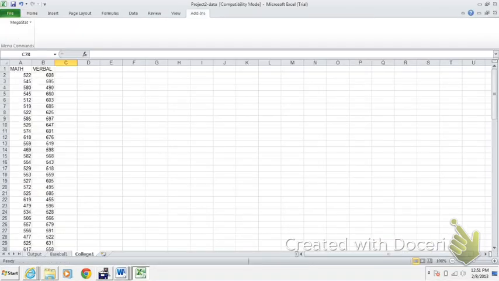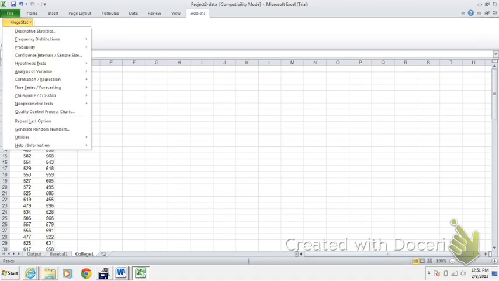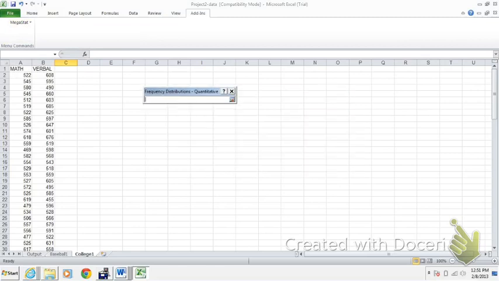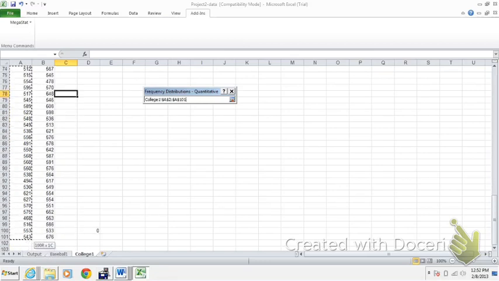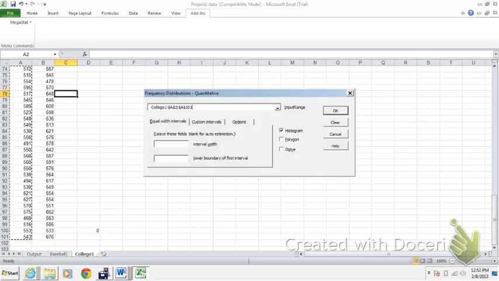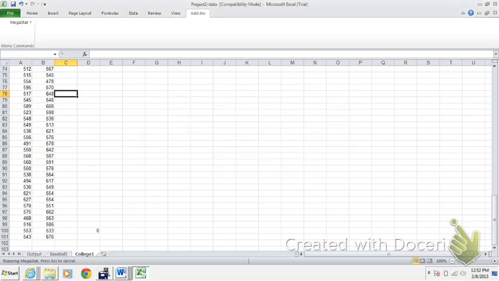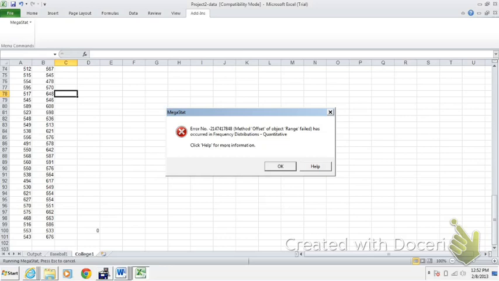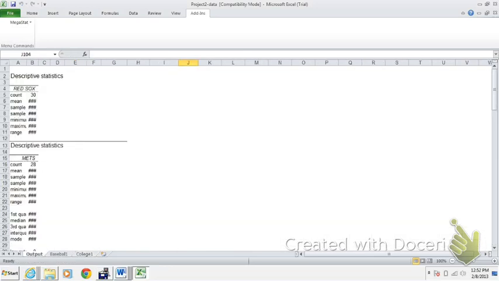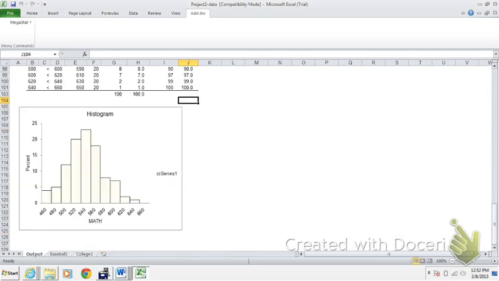Okay, so just to remind you, you're going to go to Megastat, you're going to go to frequency distribution, quantitative, input range. I'm going to highlight the math SAT scores. And you can just go ahead, it says histogram is clicked here, we can keep that. Go ahead and hit OK. Ignore that error message. If I page down, it should have put it, there it is.